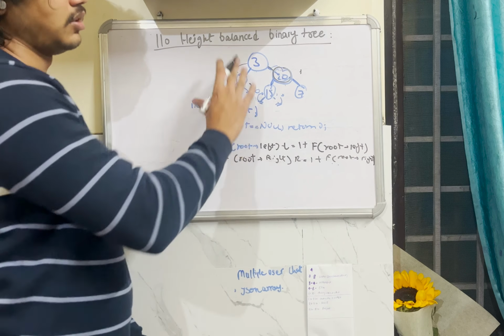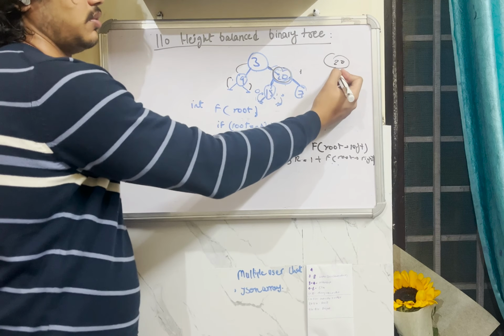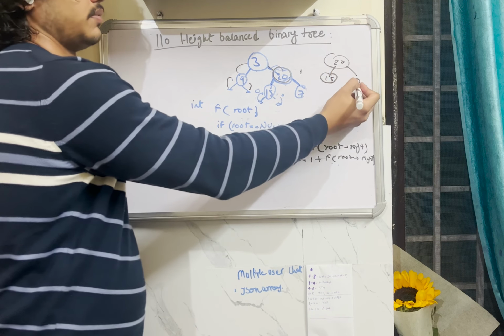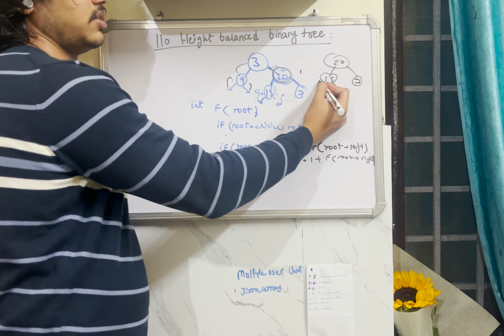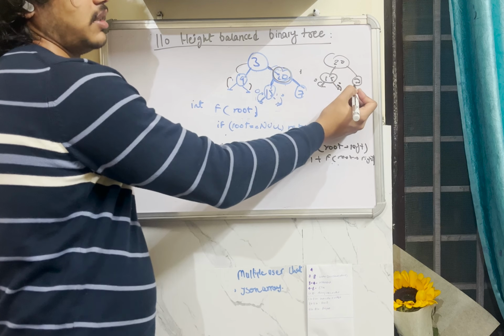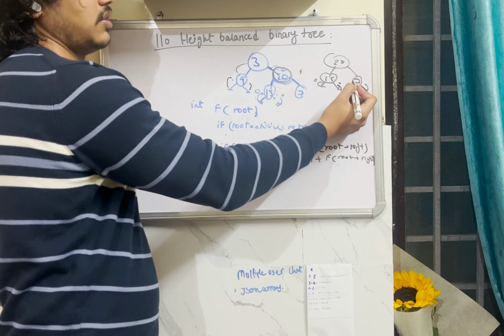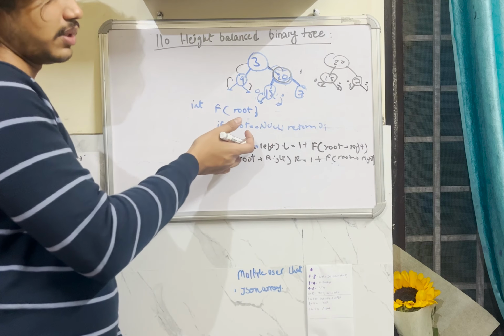Let me explain. Don't think about this tree, just think about a subtree that I just told. Okay, this doesn't have any left child or right child, so it returns 0. And similarly with this case, no child, so it will return 0 for left and right. Okay, this statement will work.